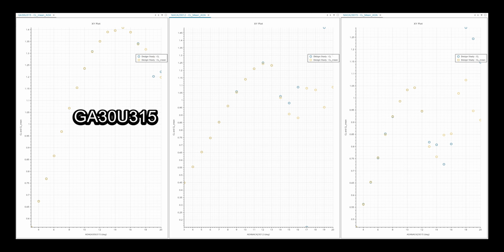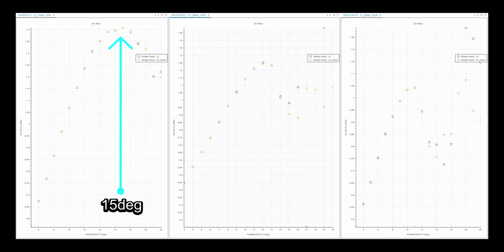It can be observed that the GA30U315 has better stall resistance compared to the other two. The CL max of GA30U315 reaches about 1.4, with the corresponding stall angle of attack around 15 degrees.